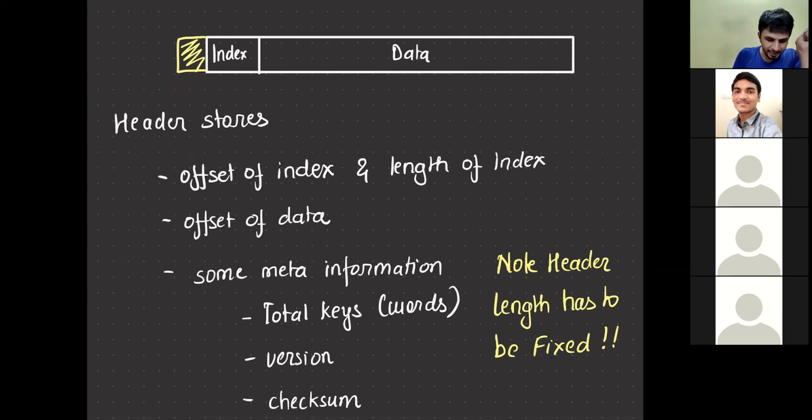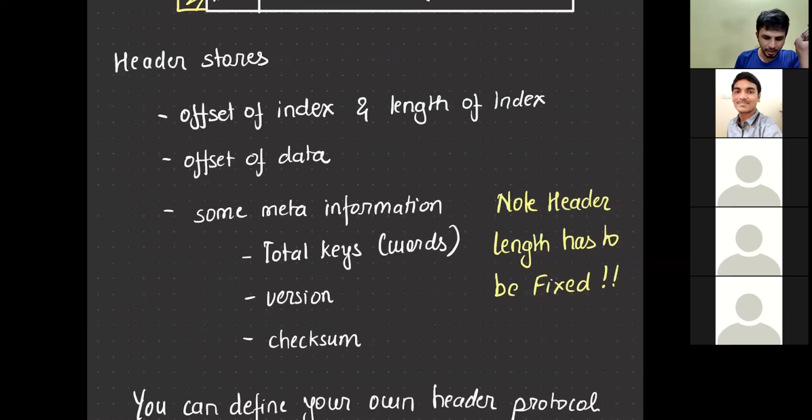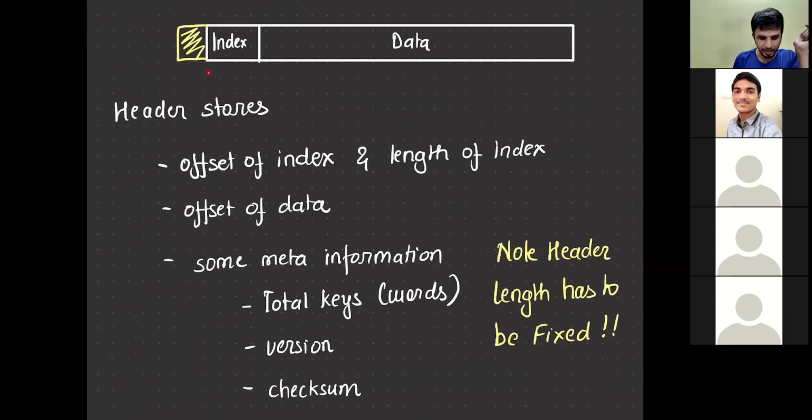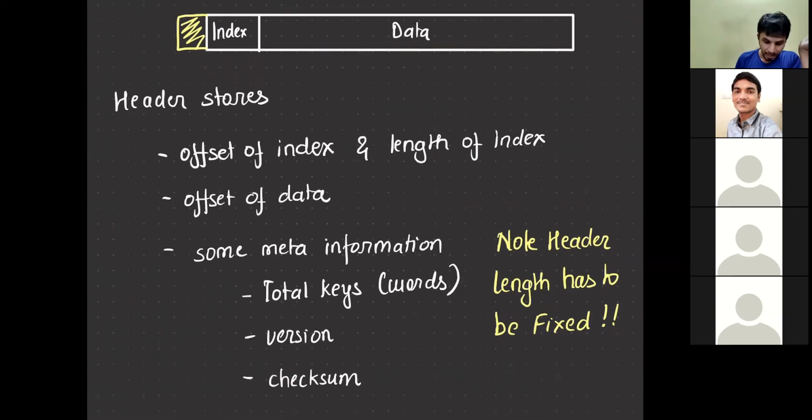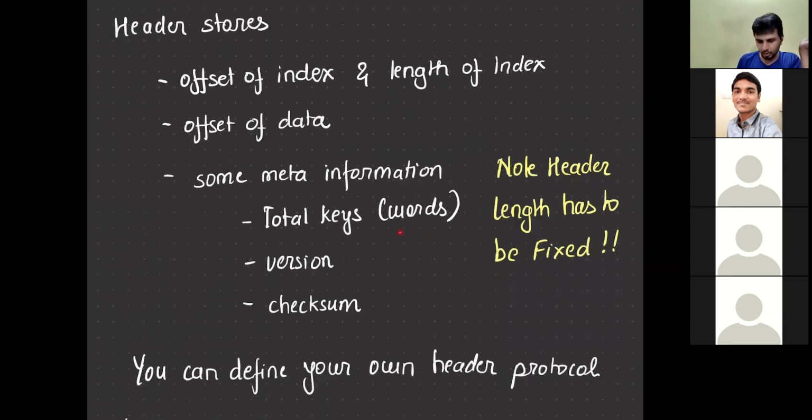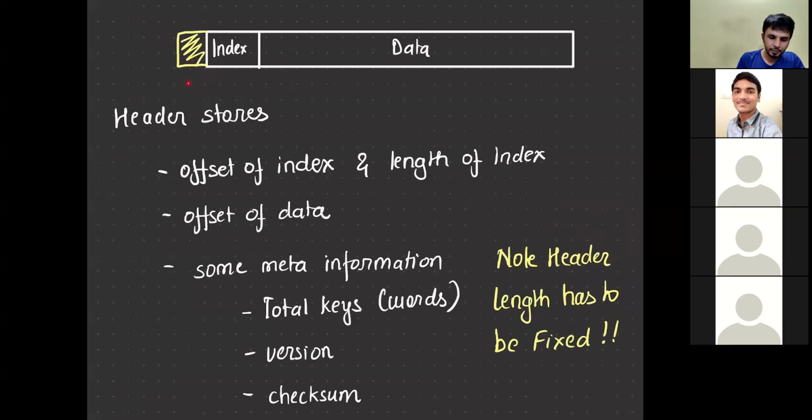So a fixed-size header stores information like the offset of the index and length of the index, meaning from what position the index starts and what its length is, and the offset of the data, meaning from what offset the data starts. It also holds some meta information like total keys or total words, the version, and when it was last updated. All of that information will be stored in this header.